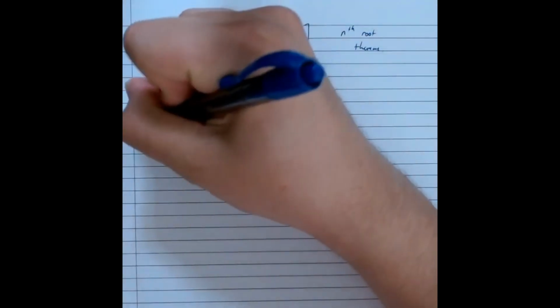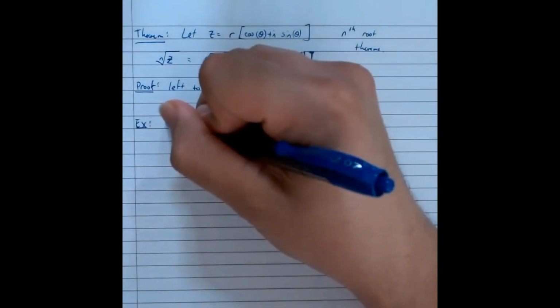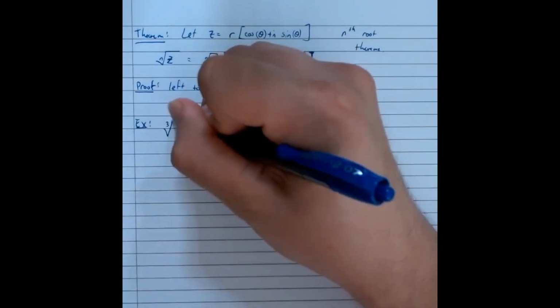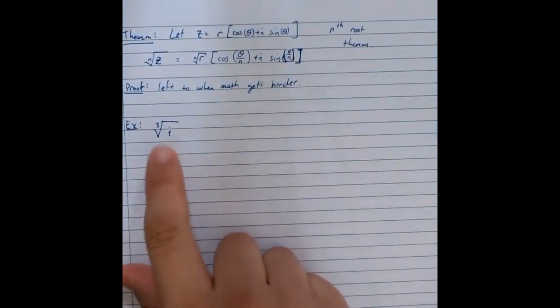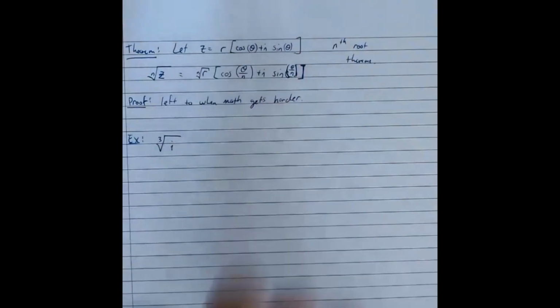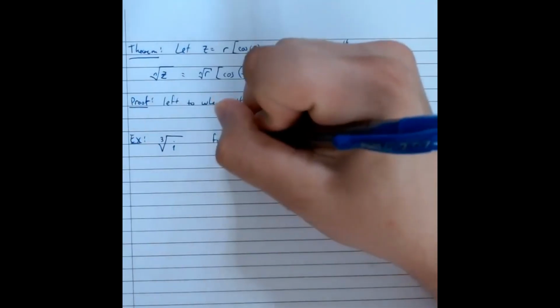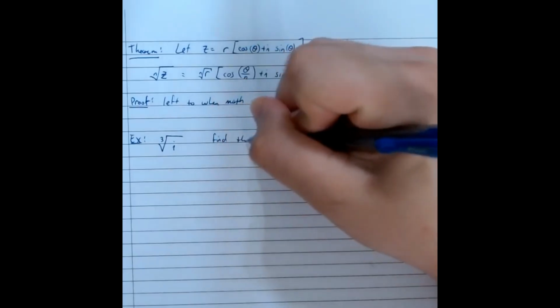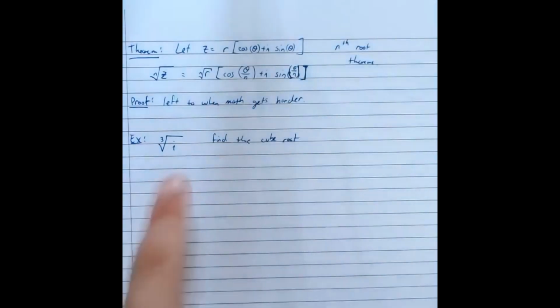So let's take the example. Let's start off very simply with just the number i, and let's take a root of i. Let's say I'm going to take the cube root of i. First of all, turn this into its polar form, because that's how this theorem is going to work. So here we're going to say find the cube root of i.